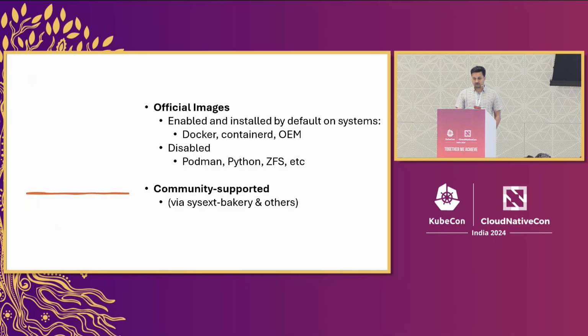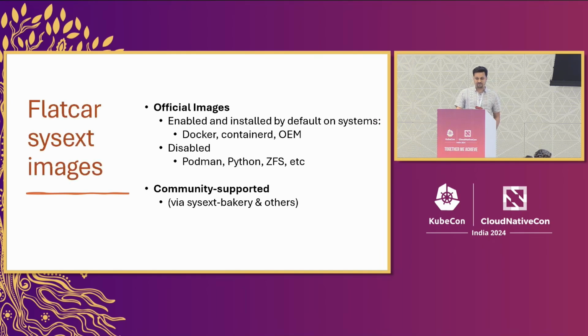Now, how we use Flatcar is that we provide two types. There are two ways we support Flatcar. One is the official images. At Flatcar we support Docker, Containerd, and the OEM, the cloud-specific ones. For example, Azure would need an OEM to run their agent, or for AWS there would be some agents. Those OEMs we deliver via Sysext, and then there are others like Podman, Python, ZFS, and more. We are introducing new images as we go. The other type is the community supported one, where people are building their own system extensions via the Sysext Bakery, which I'll show in some time.